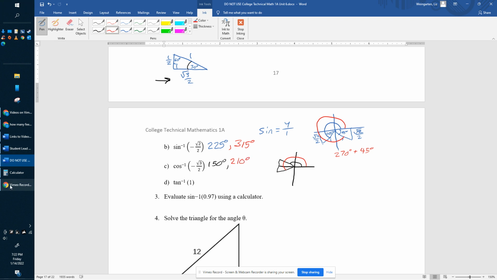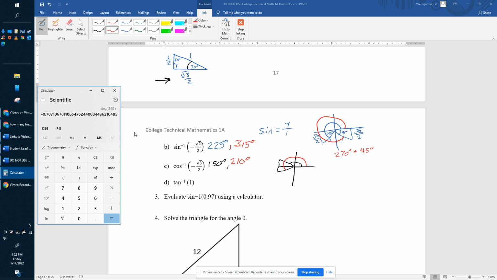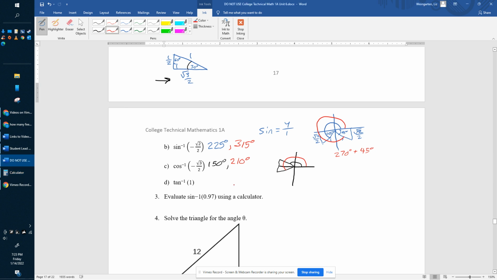So let's take a look at our calculator and see if it matches up with our sines. So we're going to take cosine of 150 degrees. Oh, I gotta clear stuff out again. 150 cosine is negative. Perfect. 210 cosine is negative. Awesome. So that's going to be our correct answer.